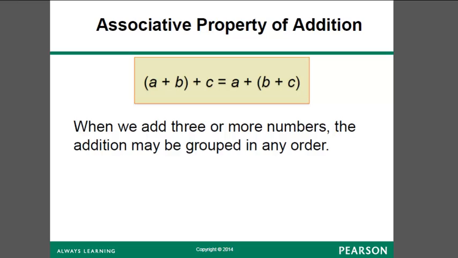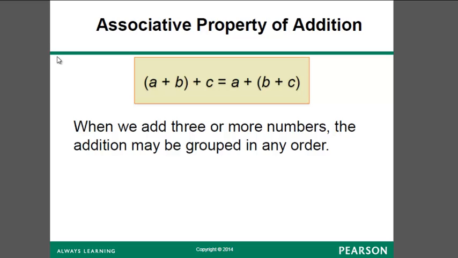Another property that we use in addition is the associative property. When we add 3 or more numbers, the addition may be grouped in any order. Notice here that I have in parentheses a plus b with plus c on the outside of the parentheses. That is the same thing as if I said a plus, and then put the b plus c in parentheses. I can do these in any order. Associative means I'm changing the grouping. I'm associating different numbers with each other, changing that grouping.